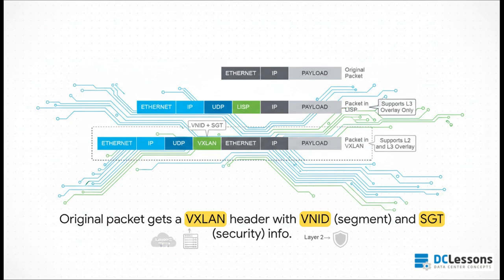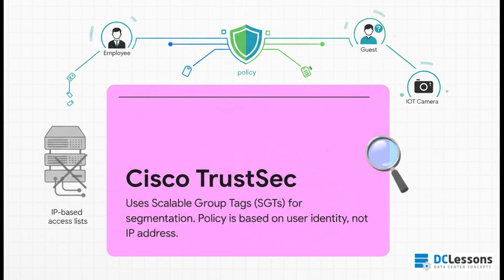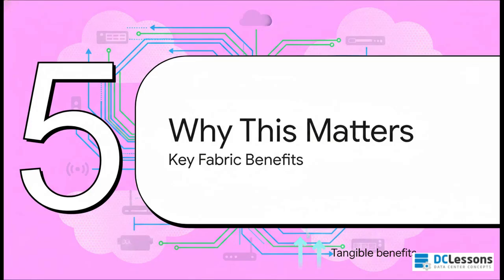Pretty efficient. And that brings us to the final piece of the puzzle, the policy plane. This uses Cisco TrustSec and those SGTs we just mentioned. Now this is cool. It lets you create security rules based on roles. Think employee, guest, or IoT device, instead of having to manage these huge, complicated, and fragile IP-based access lists. Your security policy is now tied to a user's identity, not where they are or what IP address they happen to have today.